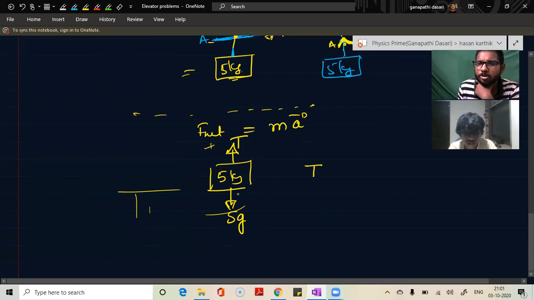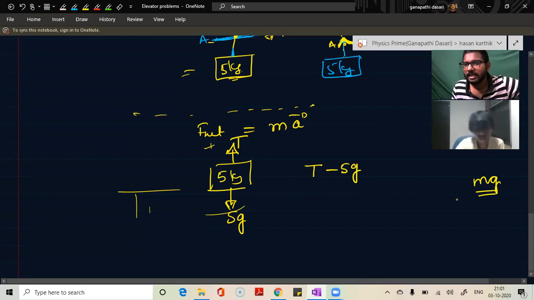I'll show you how to solve in different problems. So T upwards I took, and minus mg is the downward force. Is this the net force or not? Force is what? 5 into g, that is mg. T upwards is the net force, positive. If I take the other direction, this will become negative force, isn't it? Force is a vector quantity. If I add both the forces, net force is equal to what?